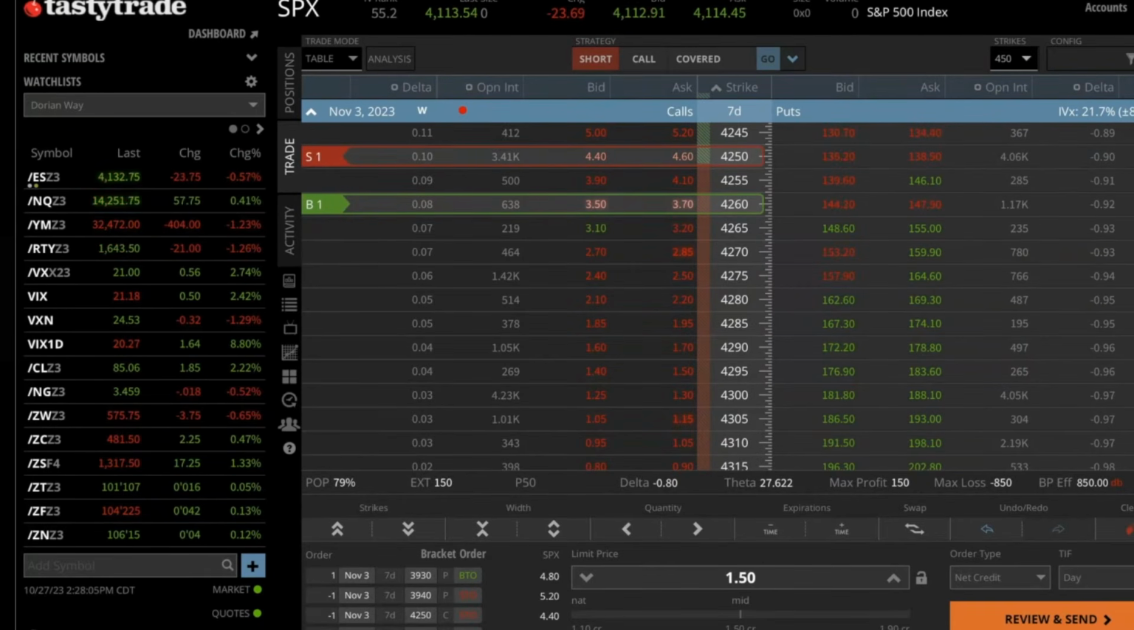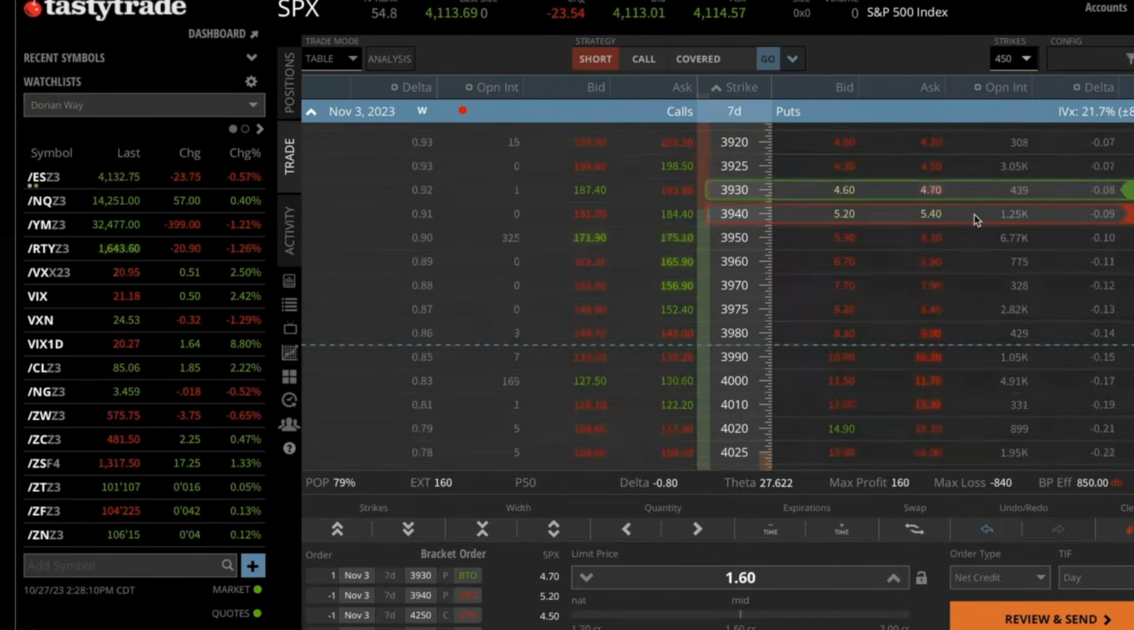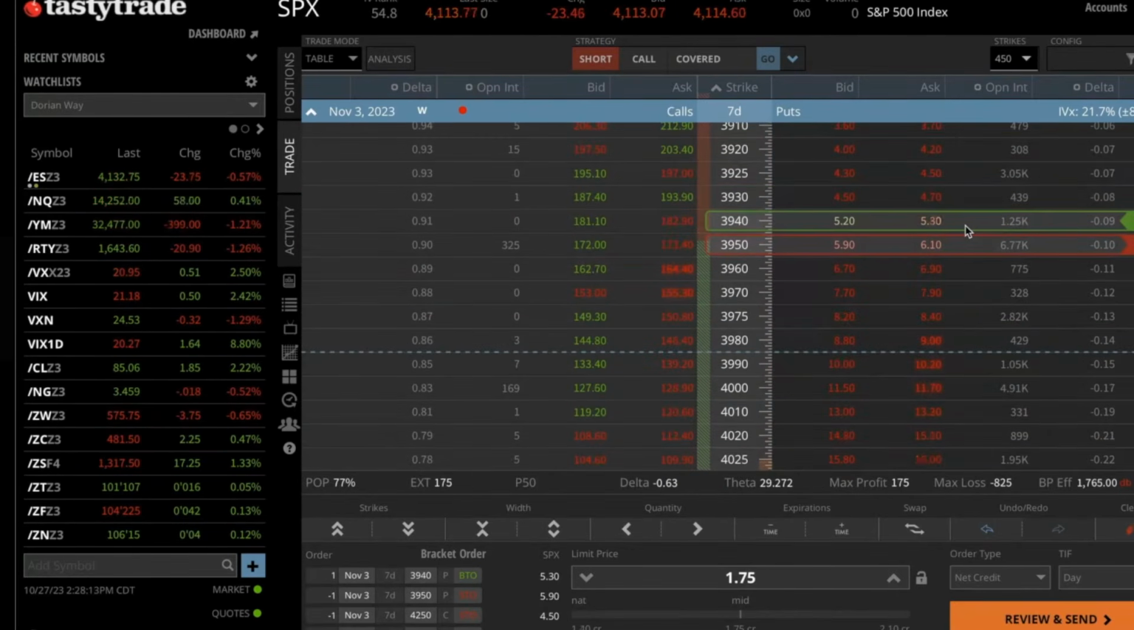That wouldn't be bad. And if we wanted to collect a little bit more, we can move that put side to a 10 delta. So just move it up to like this. And then we get 160 to 175 potentially on this trade. I like it, but you can be a little bit more conservative. As long as you get $100 after fees and commissions, this works.